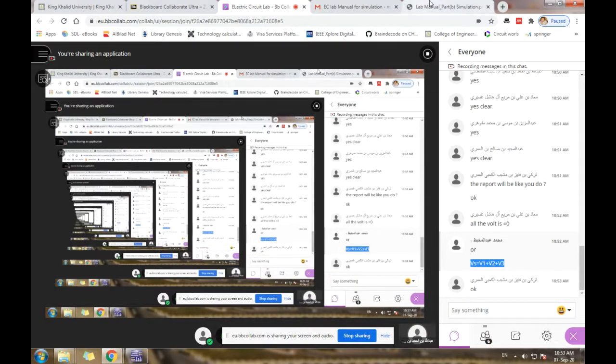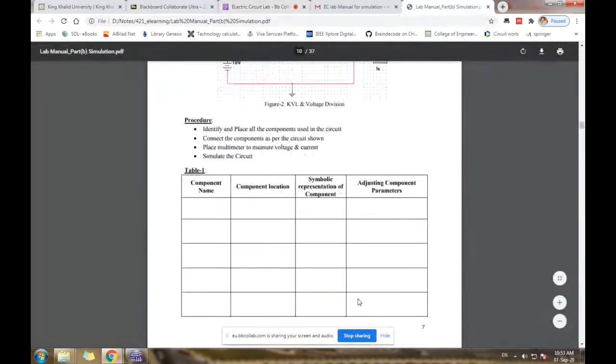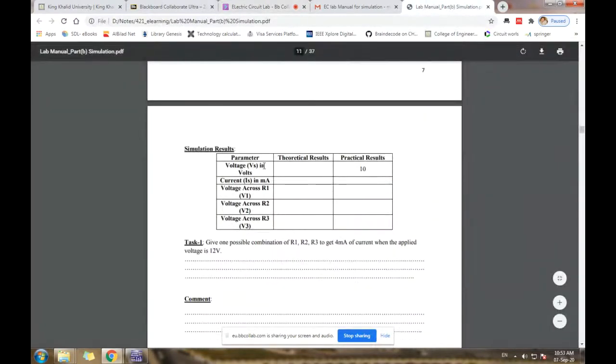We are going to verify it practically. So what are we going to do? We are going to measure Vs. We have used 10. So we will measure the current Is. We will measure the voltages V1, V2, V3, and Is. Okay. So let us do this.